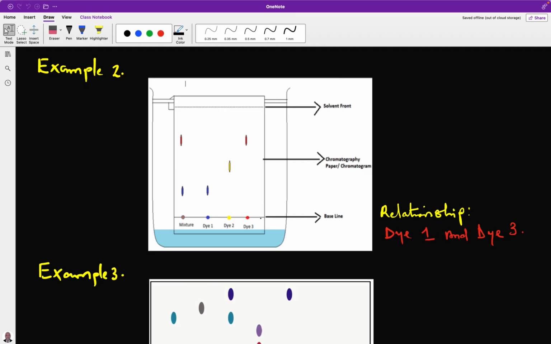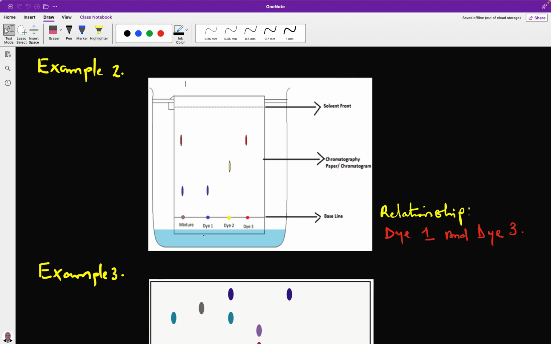Now, these are the different dyes here, and this is a mixture. This is a standard here. They want to determine whether the type of dyes here are the ones in this mixture. We want to see which of the dyes has impurities that are not present here, or has the same components that are present in the mixture.